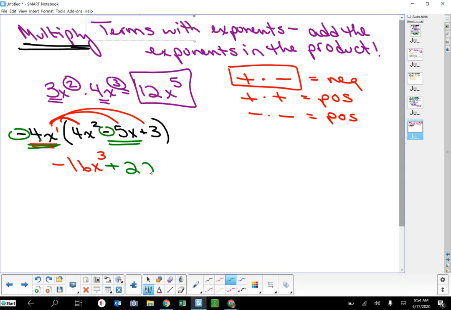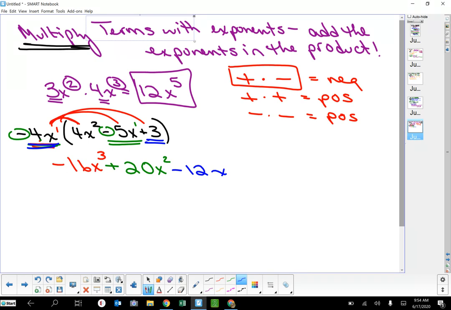4 times 5 is 20. X times x is x to the second because they both have x to the first on them. And then the next term, negative 4x times 3. Well, here I'm just multiplying my coefficients. So a negative times a positive is a negative 12x.